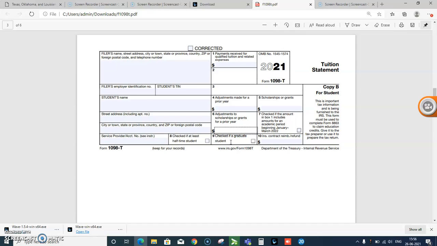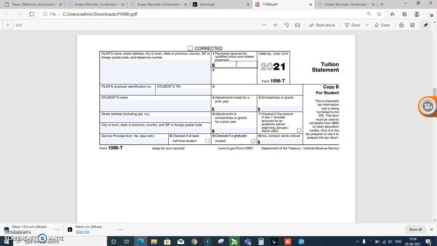So guys, you can see this is a form which is quite similar to other forms as well. You can see on the left side of the form there is a box for the filer's name, address, filer's EIN, student's name, student's address, student TIN number. Also there are boxes starting from 1 to 10. So these boxes are very important to report the form information.